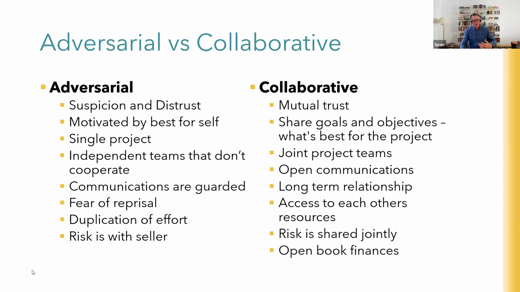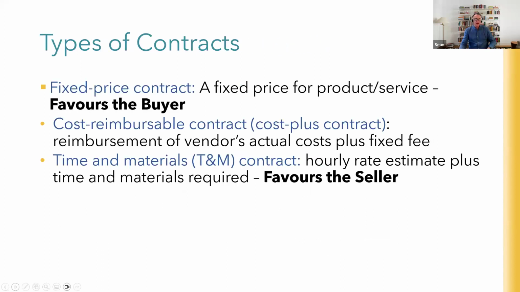Okay, so you've chosen the type of contract. More generically, you can go with a fixed price contract, which favors the buyer because the risk is now with the seller. They have to deliver the goods or services at that price. The buyer doesn't have to worry about it. So that's great from the buyer's point of view. From the seller's side, they've built that pricing in. By the way, that risk is already priced in.